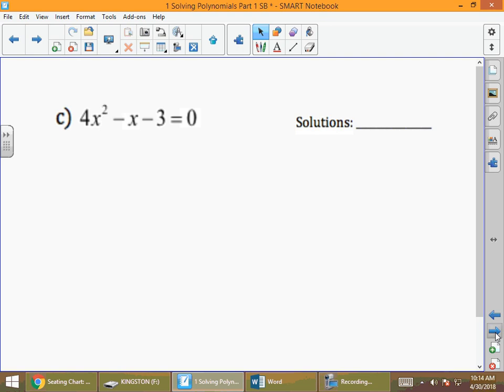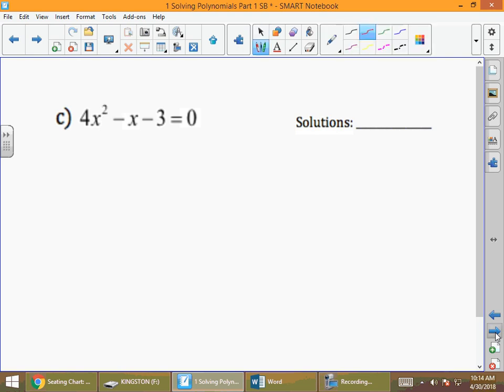Again, when we're looking at quadratics, we should certainly always ask, can this be factored? And then we ask ourselves, do we have a greatest common factor? Well, yes, we can factor. No, we don't have a greatest common factor. And this is a trinomial. And we can split the middle on this particular problem.